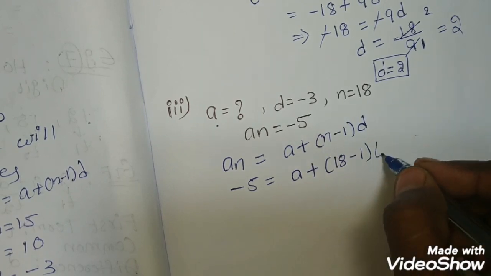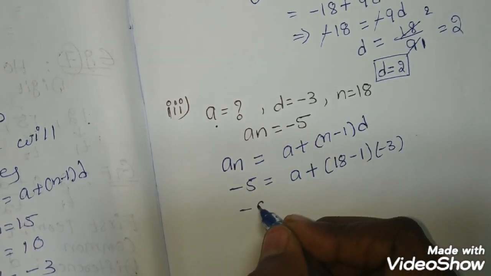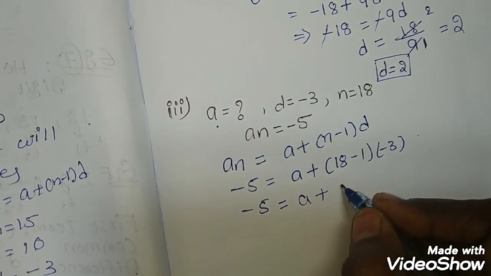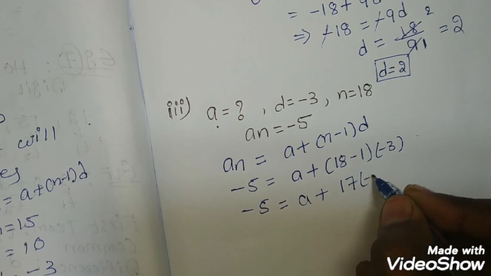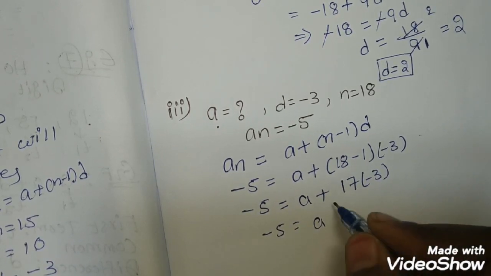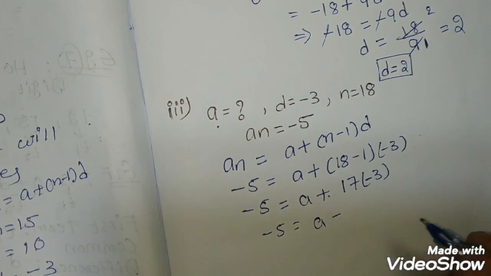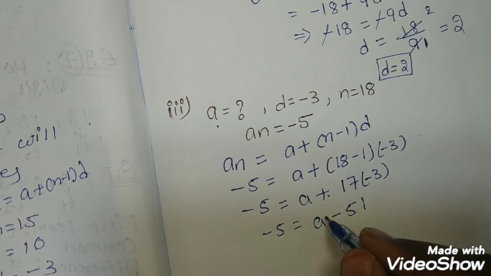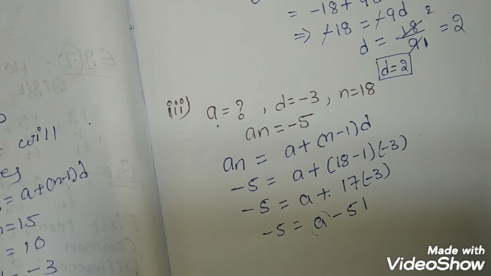D, that is minus 3. So next, minus 5 is equal to a plus 18 minus 1, what? 17 into minus 3. Minus 5 is equal to a plus 17 into minus 3. Minus 17 3s are 51. We need, what is the first term?